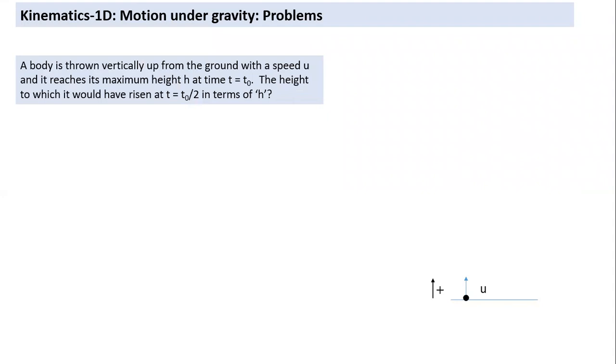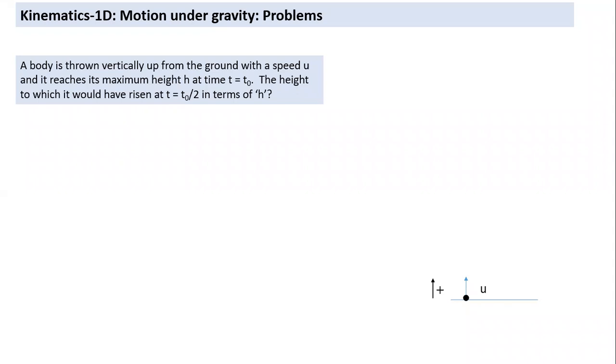Now look at some more numericals. And these are applications of what we have done before, simple application. A body is thrown vertically up from the ground with the speed u, and it reaches a maximum height h at time t naught. What is the height to which it would have risen at time t equal to t naught by 2, in terms of h?